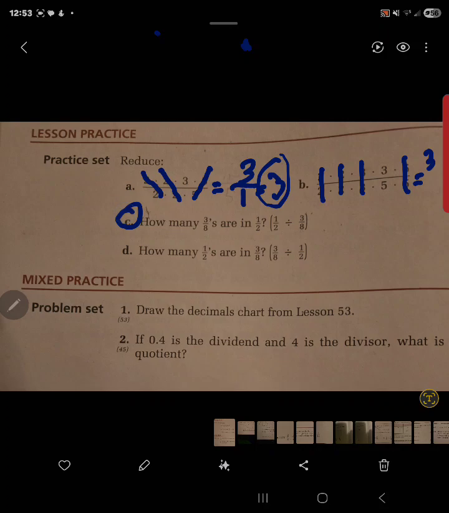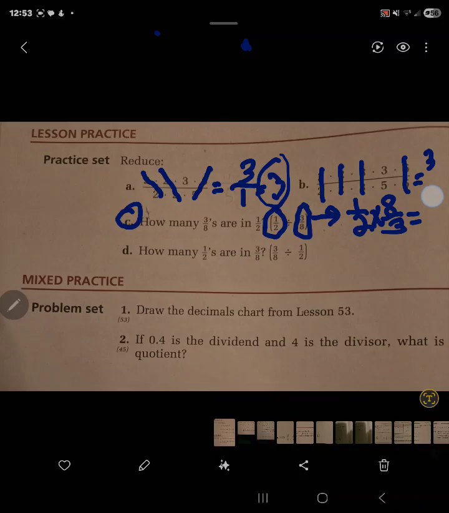All right, so how many 3/8 are in 1/2? And then in parentheses it says 1/2 divided by 3/8. Well, what did I tell you to do? So that we have 1/2 divided by 3/8. So we're going to change that question to make it so much easier. We're going to keep the first fraction, which is 1/2. We're going to flip the second fraction, which is 8 over 3 instead of 3 over 8. And instead of dividing, we're going to multiply.